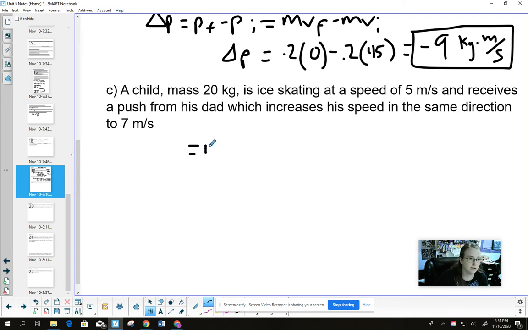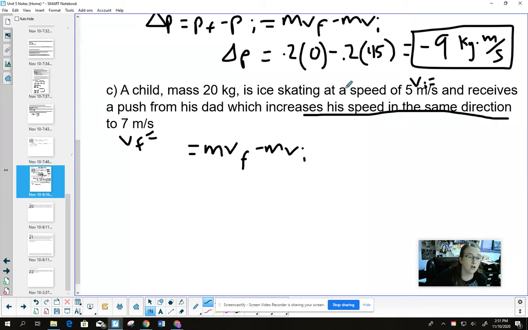Okay, same as before. I'm going to go ahead and skip there right away. We're subtracting the two momentums from before and after. Originally, we have him skating at a speed of 5 meters per second. So this is our initial speed. And he receives a push from his dad, which increases his speed in the same direction. So I don't need to call these opposite signs. Again, with momentum, guys, direction is super important. These are the same direction. We can call both of them positive.